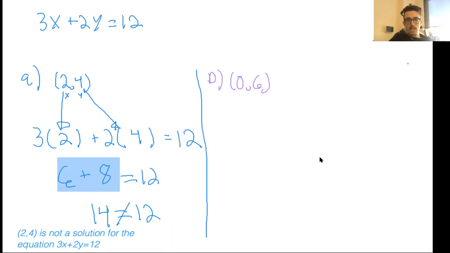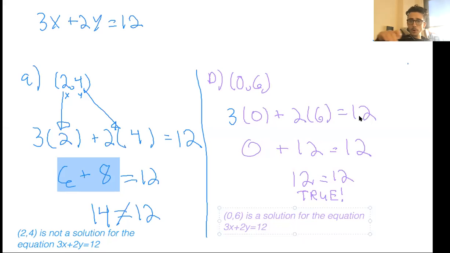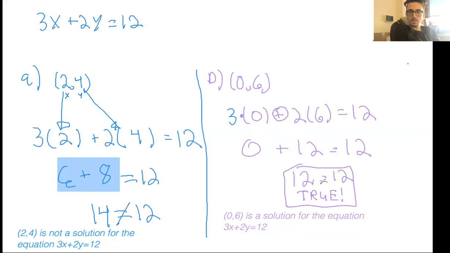Big deal there. Take a moment, pause the video, try D. Shout out to those students that paused the video. Hopefully your work looks something like this. You were plugging in where x is 0 and y is 6. You would eventually see that you get a true statement, 12 equals 12. Again, simplifying, 3 times 0 gets you 0, 2 times 6 gets you 12. You're adding that 12 on. Positive 12 equals positive 12. And then you would want to say something like this: (0, 6) is a solution for the equation 3x plus 2y equals 12. Hope that sounds good. Hope you got it right.